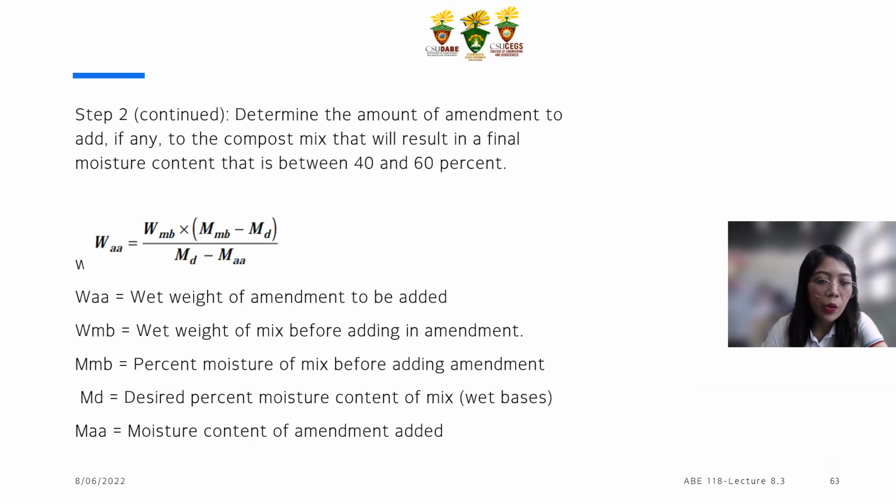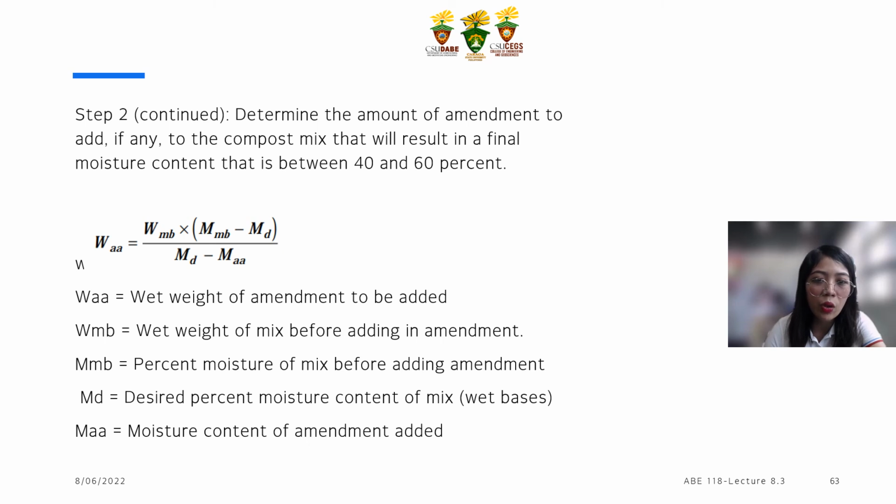So for continuation, if the moisture content of the compost mix is less than 40%, adding an amendment is necessary to raise the moisture content to an acceptable level. So water is the amendment that is generally added to raise the moisture content, but an amendment that has higher moisture content than the desired moisture content of the compost mix is acceptable.